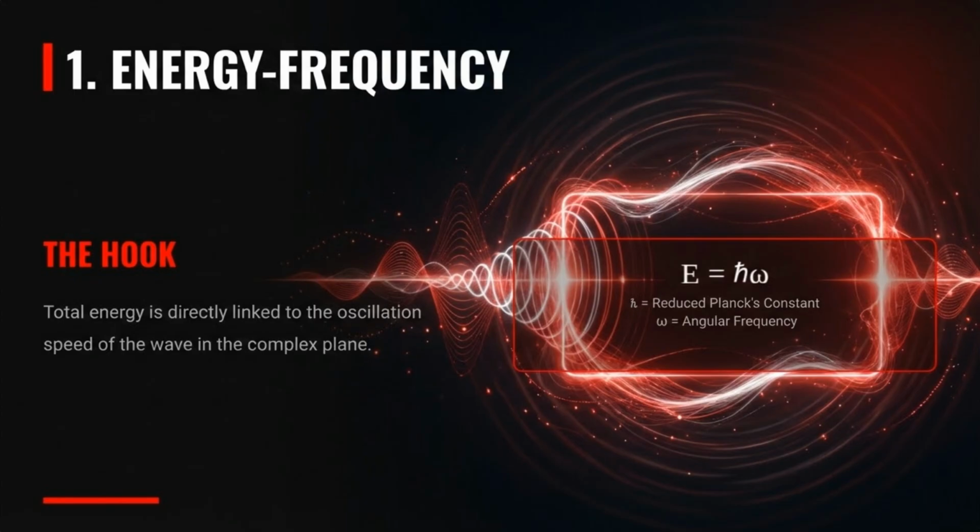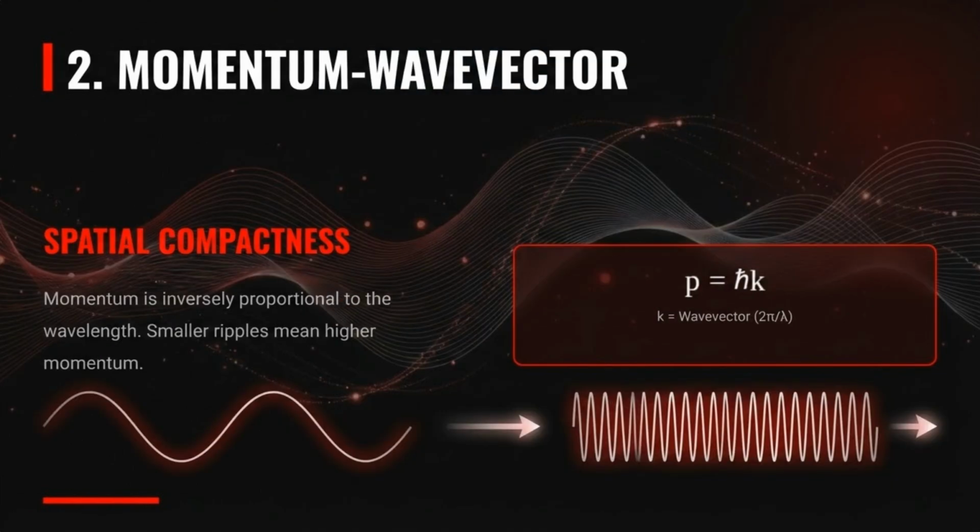The first building block, energy frequency, shows that total energy is directly linked to the oscillation speed of the wave in the complex plane, defined as E equals h bar omega. The second is momentum wave vector, illustrating that momentum is inversely proportional to the wavelength. Smaller ripples mean higher momentum, given by p equals h bar k.